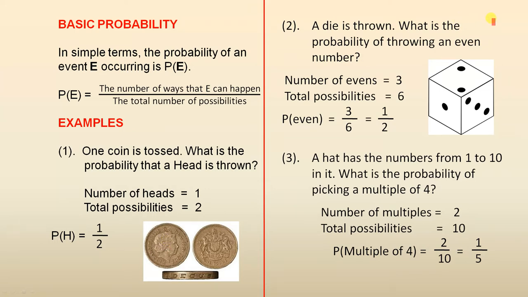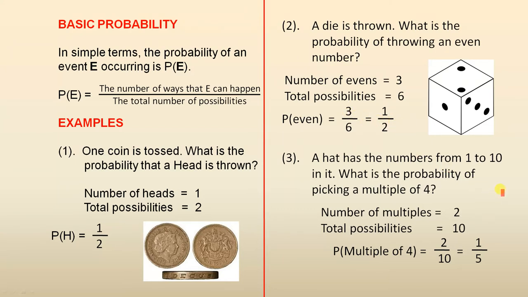A die is thrown. Now die is the singular form of dice. What is the probability of throwing an even number? So the number of evens is 3. There are 3 of them, 2, 4, 6. And the total possibilities are 6 because it has 6 faces. So P(even) is 3 over 6, which is a half.